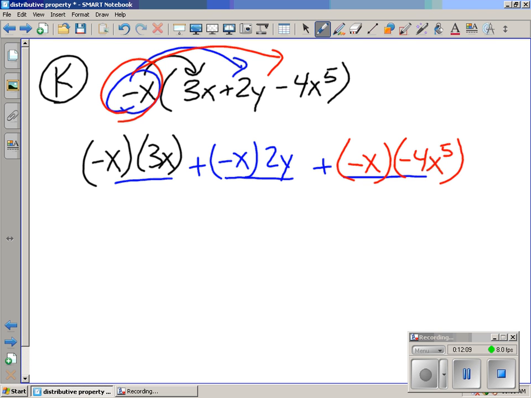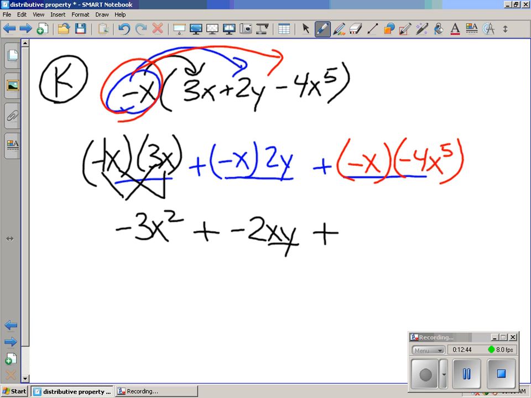Negative x times 3x gives me negative 3x squared because you multiply the numbers. 3 times negative 1 is negative 3. Then you multiply the variables because they have the same base and you get x squared. Then negative x times 2y, I get negative 2xy. I put the x in front because I'm going to order it according to the x variable instead of the y variable, so that's why I chose to put that first. This would also be a place where you could write negative 2yx. They're the same thing because of the commutative property of multiplication.